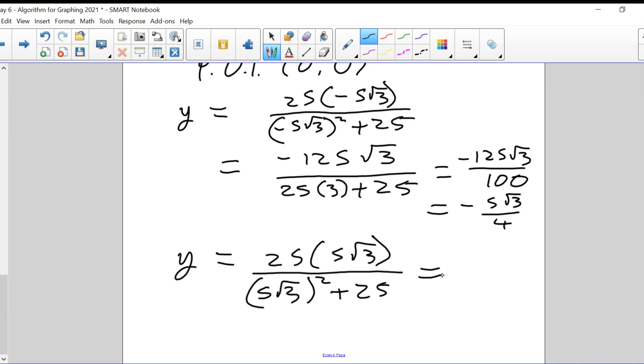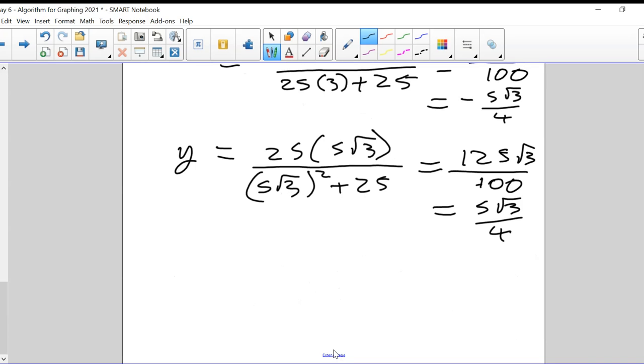It's going to be a similar answer, except this time it's going to be positive 125 root 3 over the same 100. So this time it's going to be positive 5 root 3 over 4. I did ask you for exact answers. It's the same without the negative. Okay, Richard was way ahead of me on that. Thanks, Richard. Yeah, you're quite right. So here are my POIs.